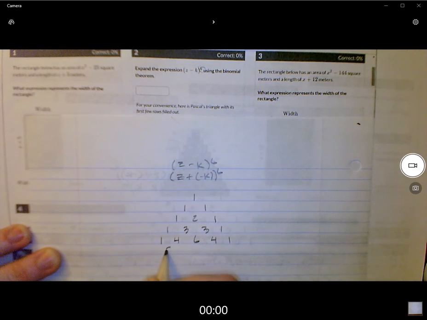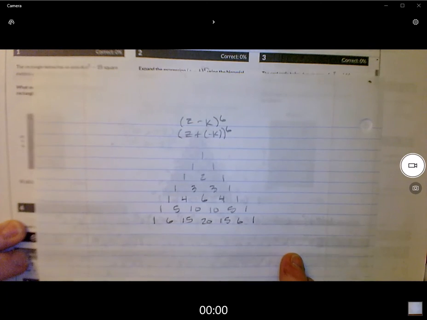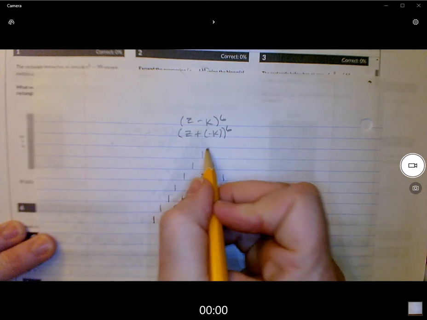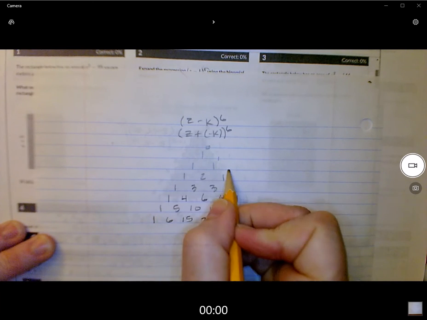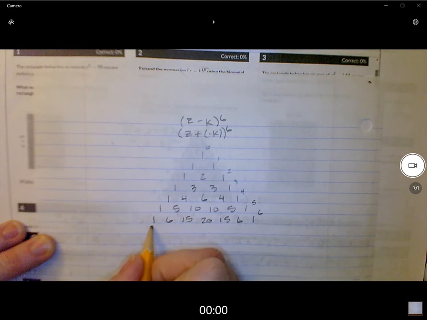1 plus 4 is 5. 4 plus 6 is 10. 6 plus 4 is 10. 4 plus 1 is 5. And throw on your ends. 1 plus 5 is 6. 5 plus 10 is 15. 10 plus 10 is 20. 10 plus 5 is 15. 5 plus 1 is 6. And throw on some 1s. Maybe that's enough. Let's see. We're trying to get to the 6th power. This one is to the 0, the 1, the 2, the 3, the 4, the 5, and the 6. So there we have the row we need.